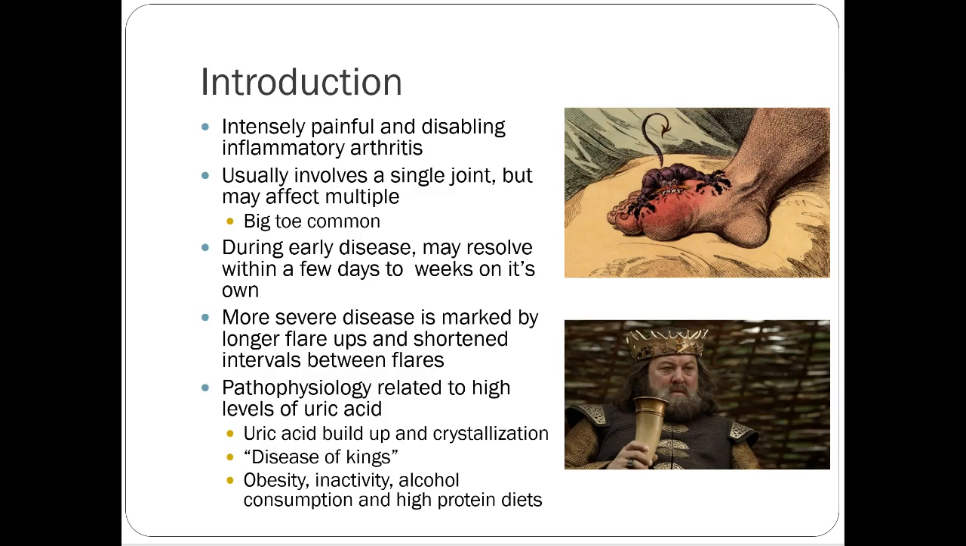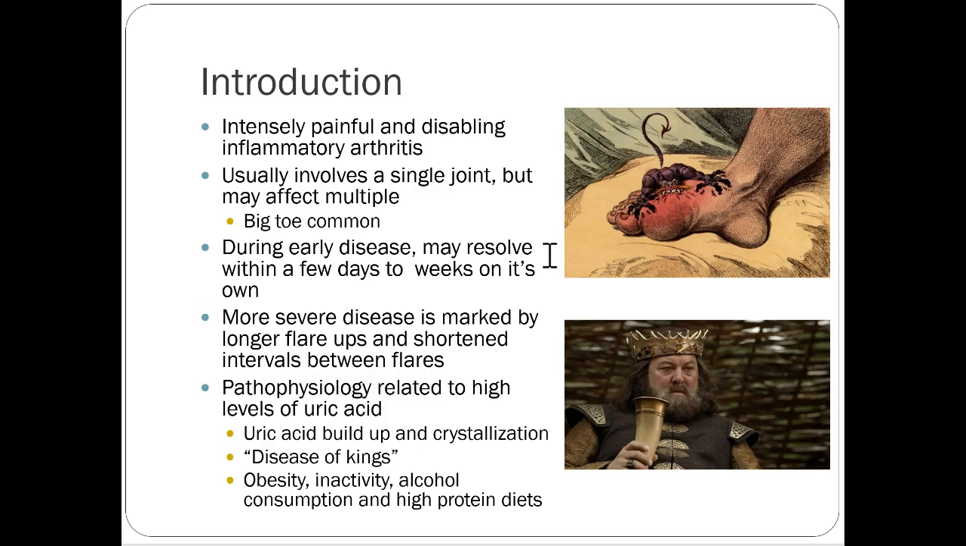All right, gout. So gout is a really painful syndrome that causes a very strong inflammation response in a particular joint. A lot of times people associate it with the joint of the big toe, but it can happen in other joints too. The pathophysiology is associated with high levels of uric acid, which builds up and crystallizes.